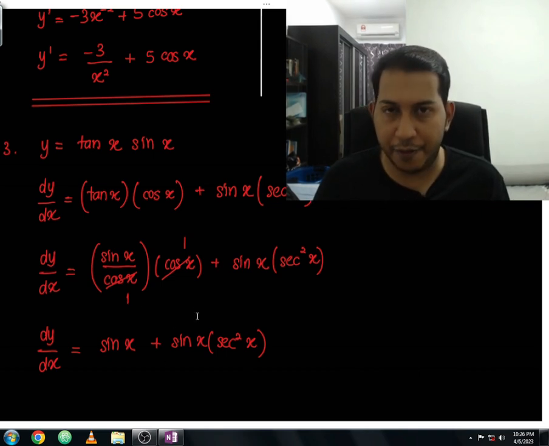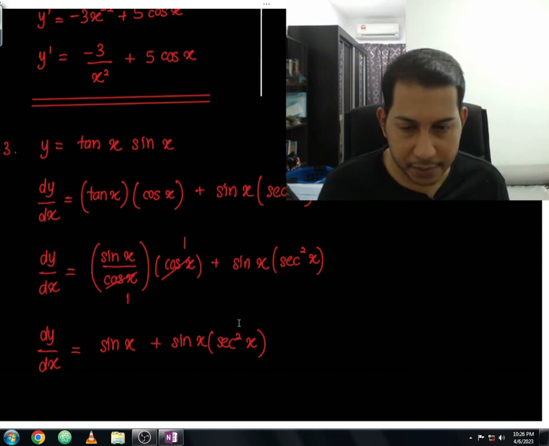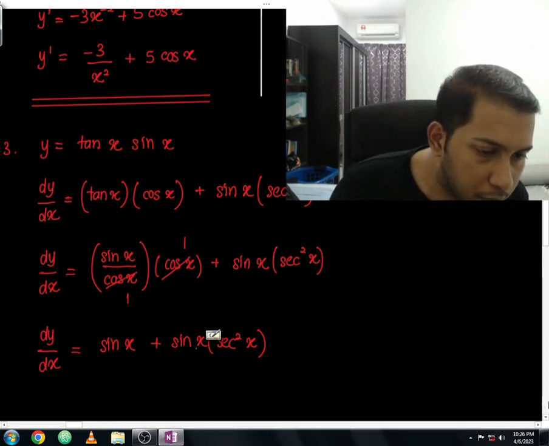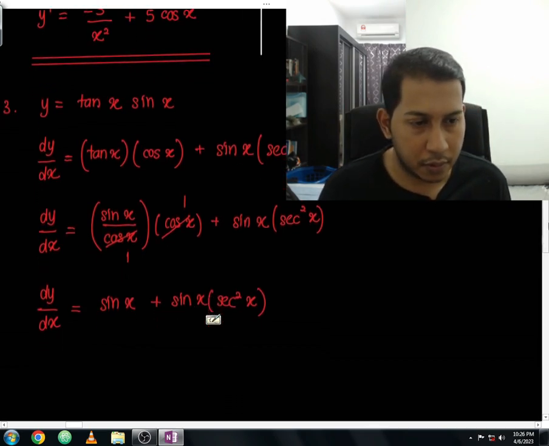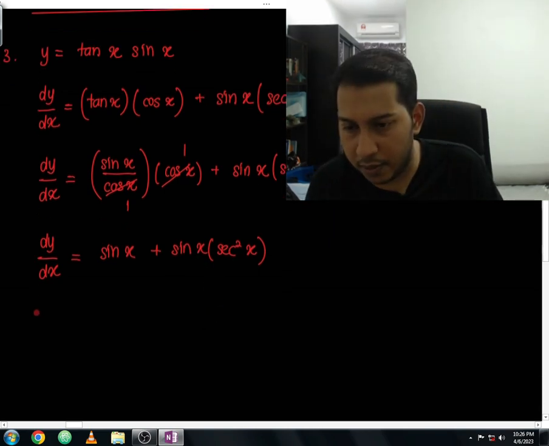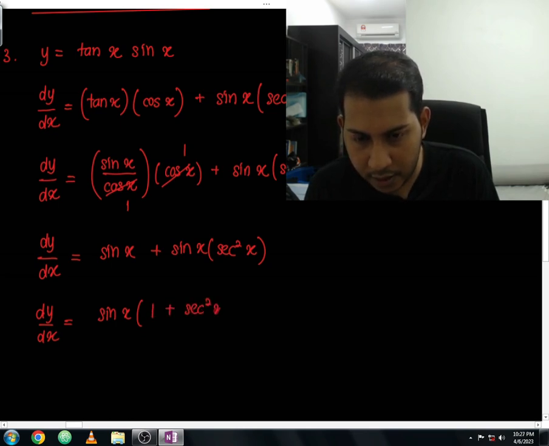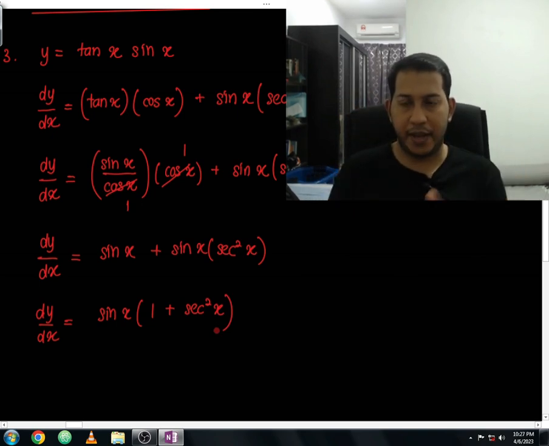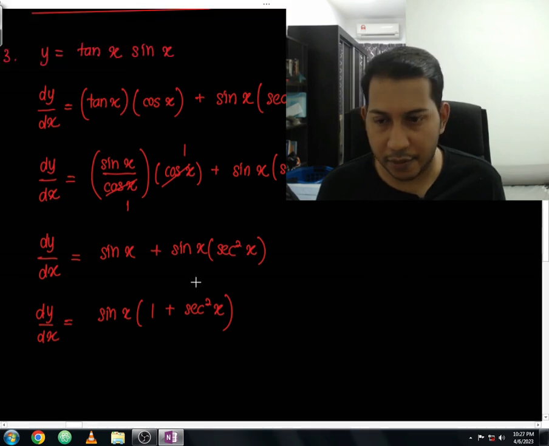What we're going to do now is factor out the sine x. So let us factor out the sine x. From here your next step, dy over dx is equal to sine x factored out, so you get 1 plus secant square x. So this is your final answer for example 3. Let me underline the solution for example 3.